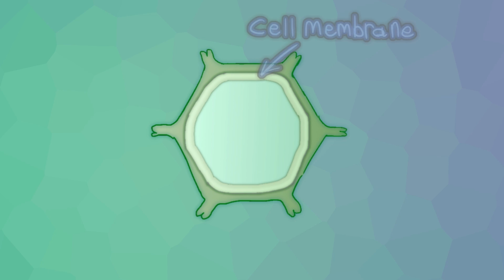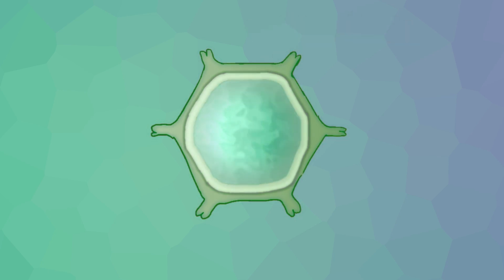Next is the cell membrane, which is the thin barrier around all living cells that separates the cytoplasm from the external environment. Cytoplasm is the gelatinous liquid that fills the inside of a cell.